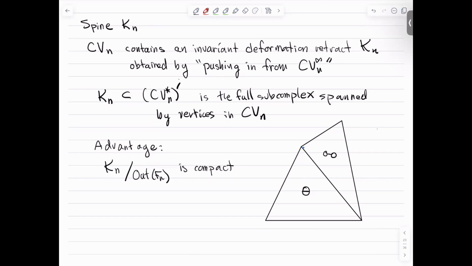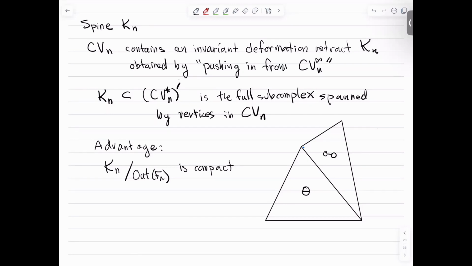So if you have a proper cocompact action, then the space is actually quasi-isometric to the group. And the coarse geometry of the space is related to the coarse geometry of the group. Anyway, we're doing algebraic topology today.